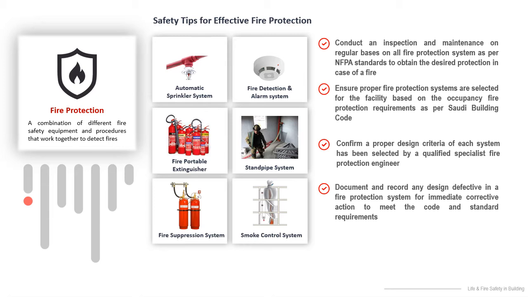So, to obtain effective fire protection, you need to conduct inspection and maintenance on a regular basis on all fire protection systems as per NFPA standards to obtain the desired protection in the case of fire. Ensure proper fire protection systems are selected for the facility based on the occupancy fire protection requirement as per Saudi Building Code. Confirm a proper design criteria of each system has been selected by a qualified specialist fire protection engineer. Document and record any design defect in a fire protection system for immediate corrective action to meet the code and standard requirement.